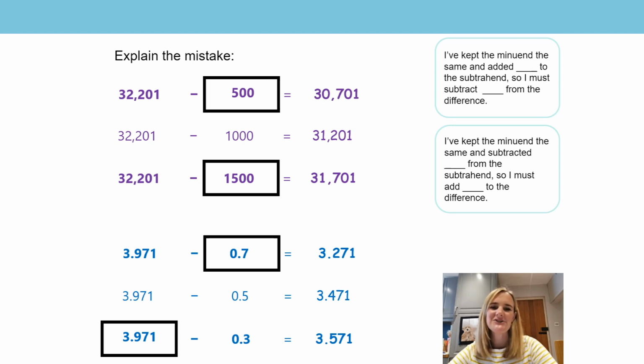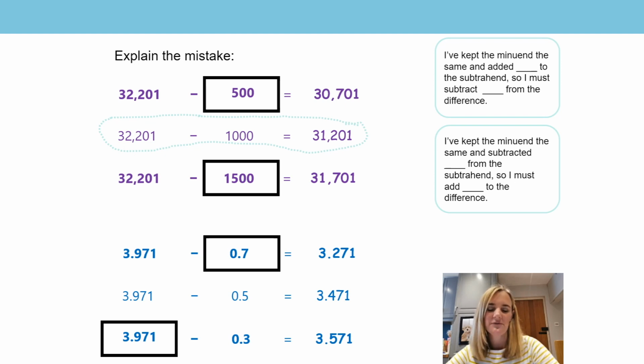Have you had a chance to do that? Okay, let's have a look together then. So in the purple set, I'm going to focus on that middle calculation that's got that dotted line around it because it's been completed. Have you also spotted that all of the minuends are the same in all three of those calculations? So we've got 32,201 as our minuend in all of them.